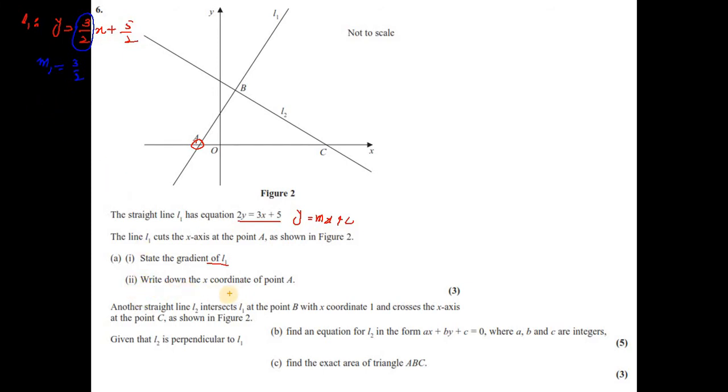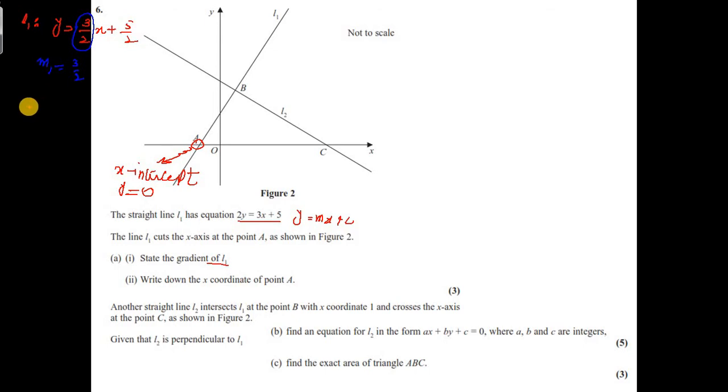Part 2, write down the x-coordinate of the point A. The point A is on the x-axis. That means A is the x-intercept. And remember, for the x-intercept, the y value is always 0. That means you can substitute y in the equation of L1 to figure out the value of x, the x-coordinate of the point A. So you put y equal to 0.